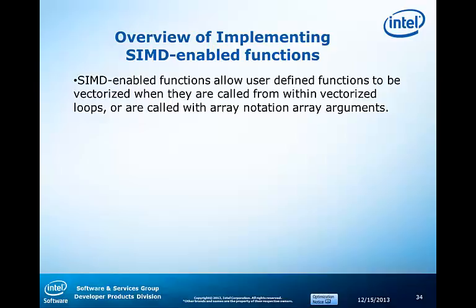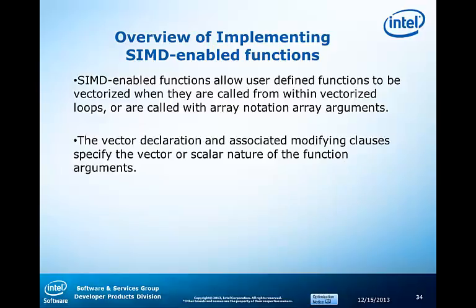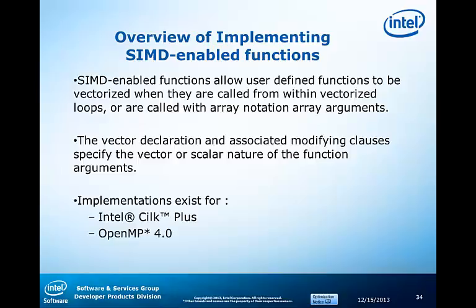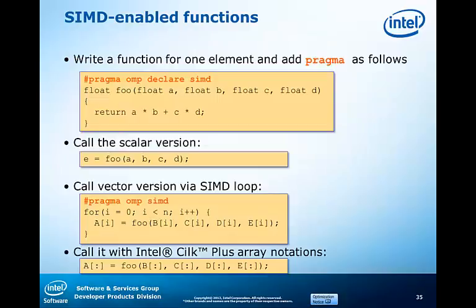SIMD-enabled functions allow user-defined functions to be vectorized when they are called from within vectorized loops, or are called with array notation arguments. The vector declaration and associated modifier clauses specify the vector or scalar nature of the function arguments. SIMD-enabled functions are supported by both Intel Cilk Plus and OpenMP 4.0.